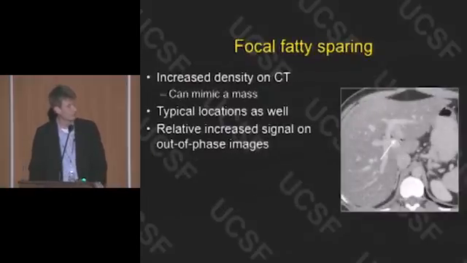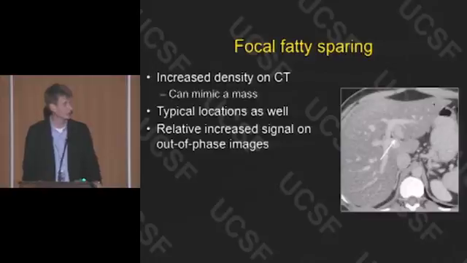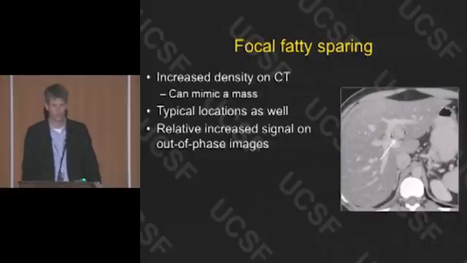Here's an example of focal fatty sparing, the opposite of focal fat. So this is a very fatty liver, as you can see. It's very low density compared to the spleen. And there's this one area here along the portal region, periportal region, that it looks like it's an enhancing mass in the periportal region, but really this is just focal fatty sparing, and the patient has diffuse hepatosteatosis.